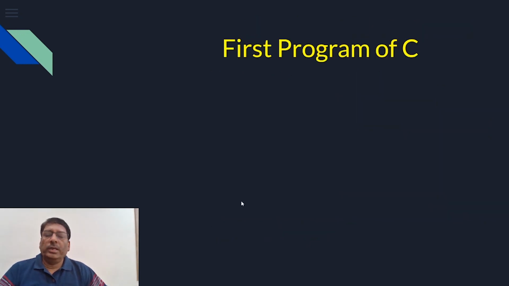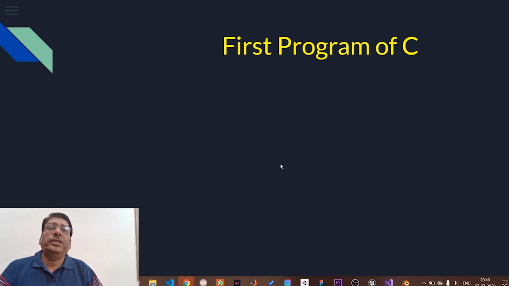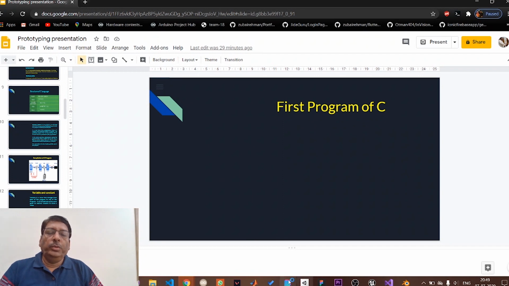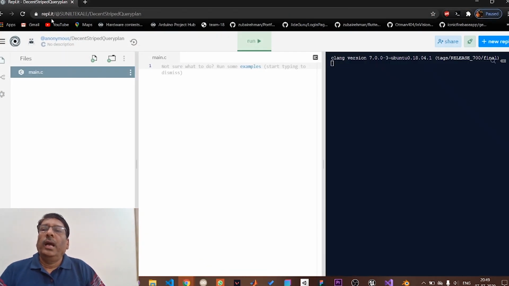So let's try to code the first program of C language. How do we write the first program of C language? What you need to do is go to your software. You can pick up some online software. I have taken a software called REPL, which is available online. You can work with this software online and type the program over there. Here there will be a ready-made file available for us called main.c.